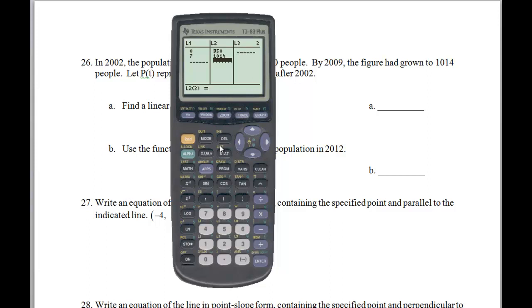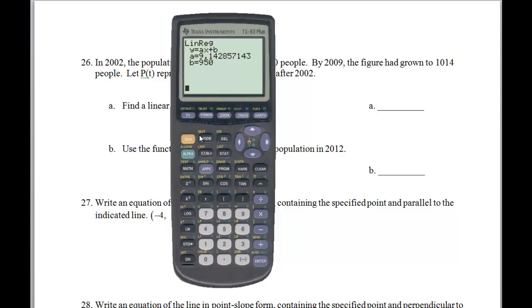Now the shortcut is going to be to click Stat, then right, then 4, and for the newer calculators you'll have to scroll down to Calculate and hit Enter, but here I just hit Enter, and not only do I get my equation, the 9.14, which was what we had up here, it gives me my start, which is 950.